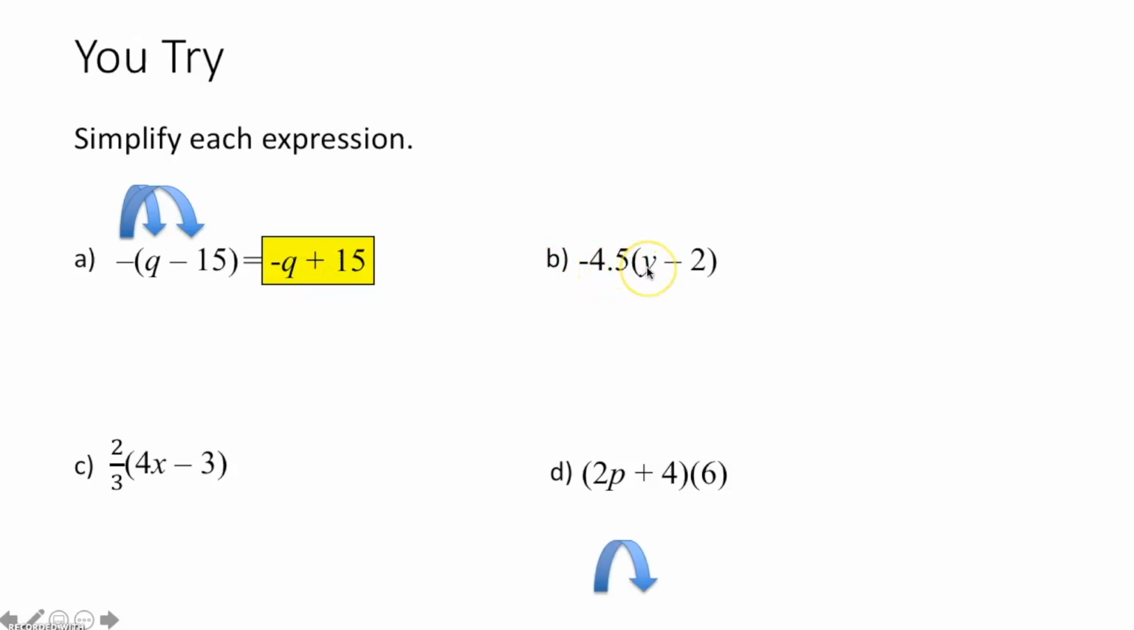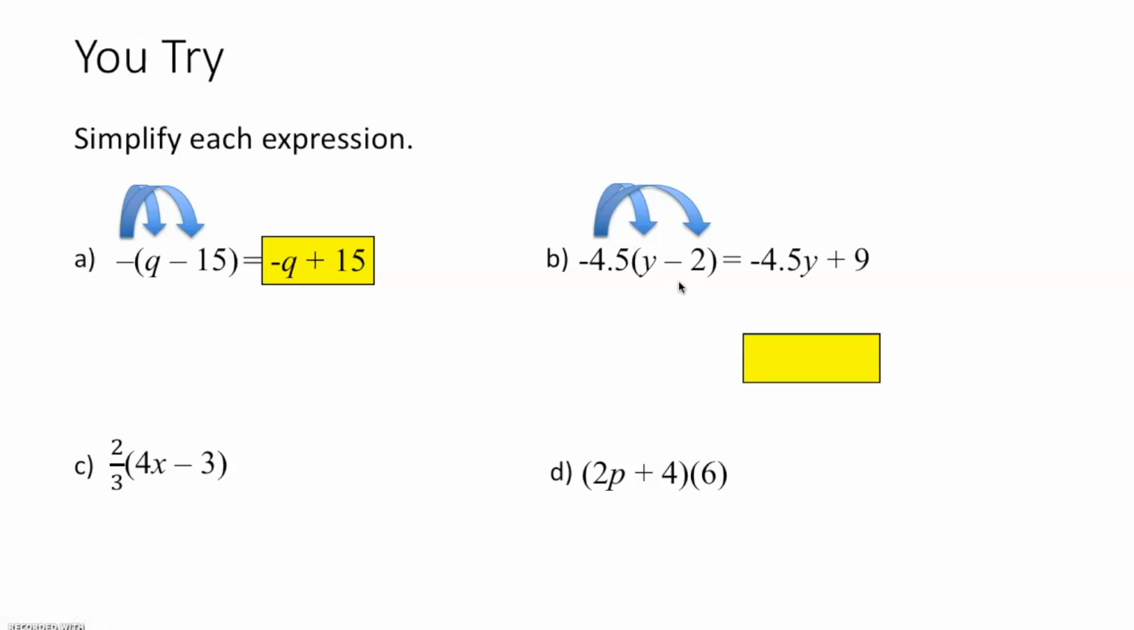Over here, negative 4.5 times y is negative 4.5y. And then negative 4.5 times negative 2, those are both negative, so our answer is going to be positive 9.